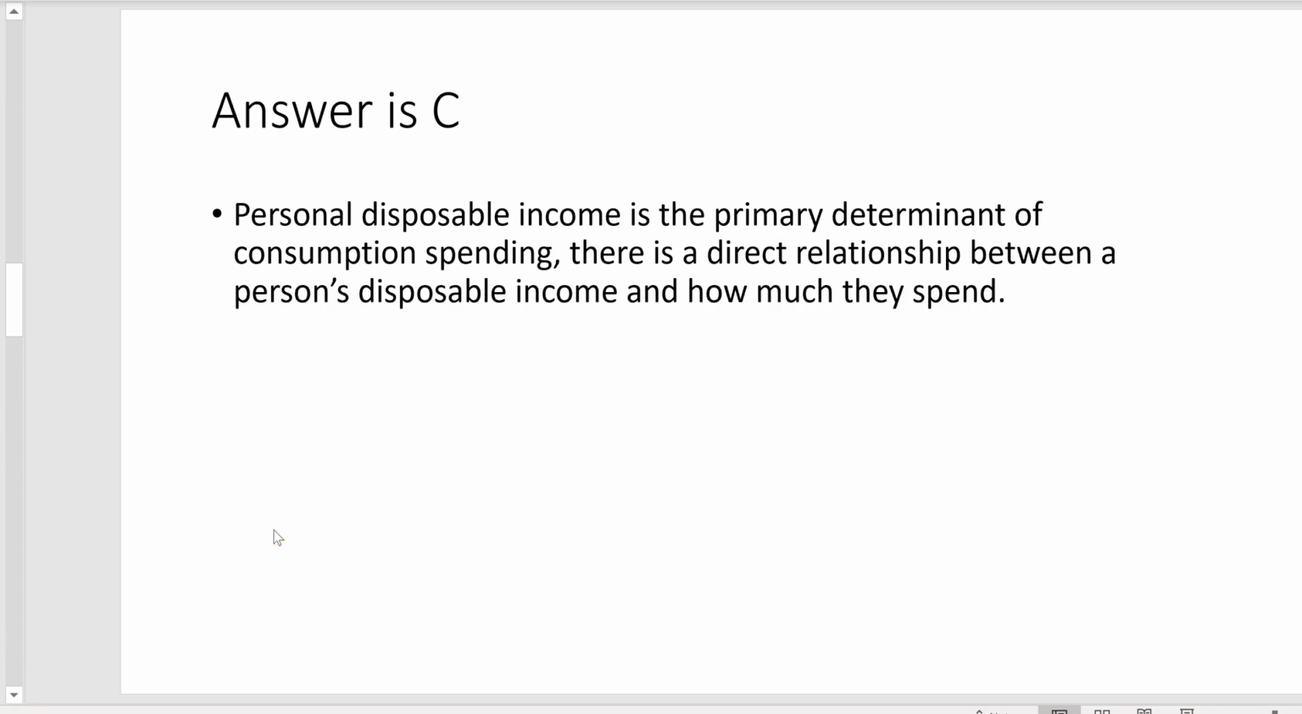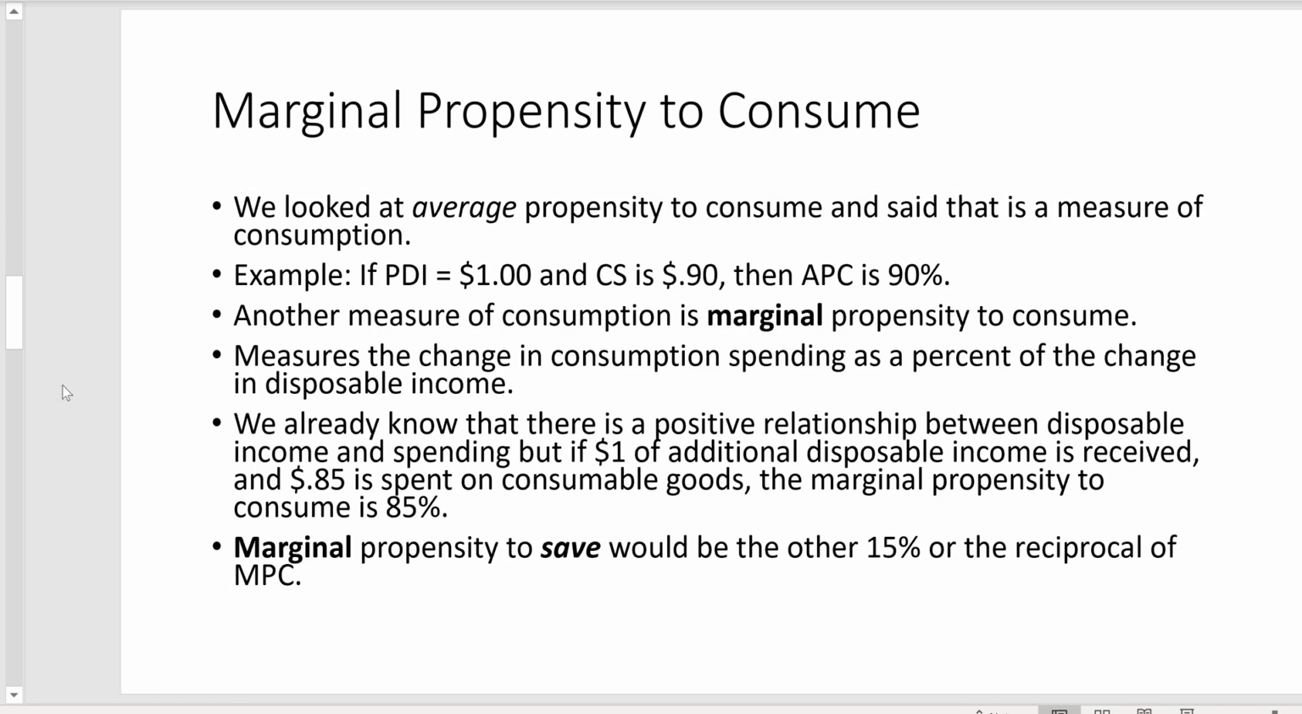So just know that personal disposable income is the primary determinant of consumption spending. There is a direct relationship between a person's disposable income and how much they actually do spend. And we called that direct relationship the consumption function. And within the consumption function, we looked at the average propensity to consume, and we said that's a measure of consumption. If PDI, or personal disposable income, is $1, and if consumer spending was 90 cents of that dollar, then the average propensity to consume is 90%.